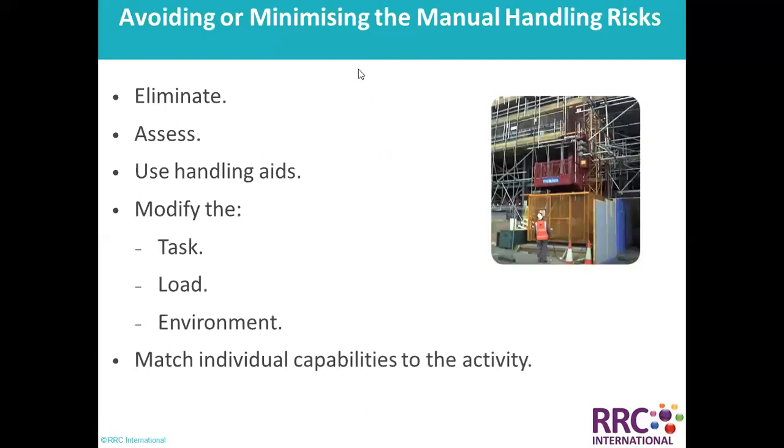Now, avoiding or minimizing the manual handling risk. Again, hierarchy of control can be followed, but the first is eliminate or otherwise assess. Use handling aids, modify the task, load or environment. That means it's redesigning or kind of re-engineering. Modify either the task or the load or the environment.